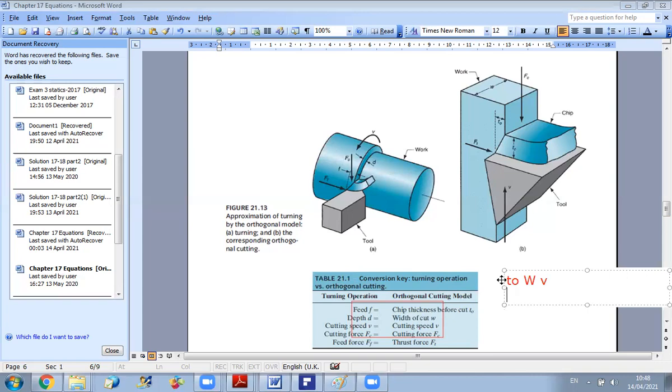By analogy, in the turning operation, we replace T0 by the feed, we replace W by the depth, and for the velocity, it's V. So in the turning operation, the removal rate can be calculated as the feed times the depth of cut times the turning velocity. And of course, all the derivations of the force relations can also be applied in the case of turning.